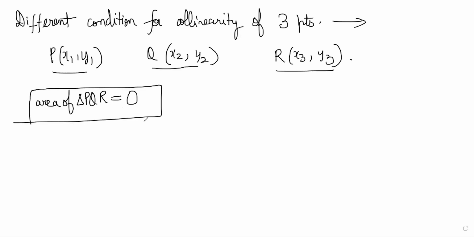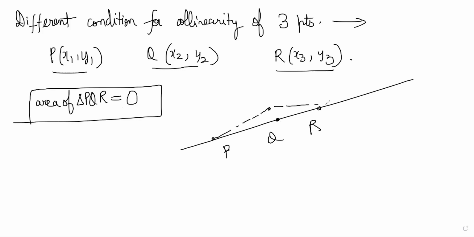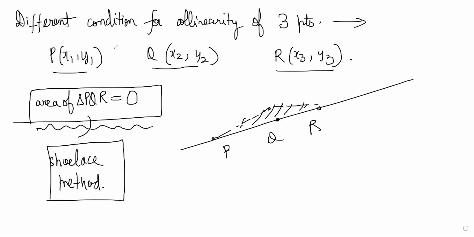Because if it is 0, then it means that PQR are on a line. If Q was not on the line, you would have some non-zero area, right? Correct. So area of triangle PQR you can do by shoelace method, and you can say that if the area is 0, the points are collinear, right? Okay.